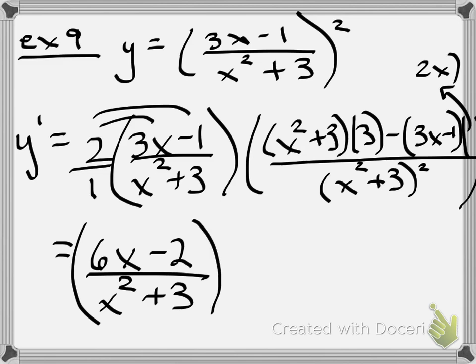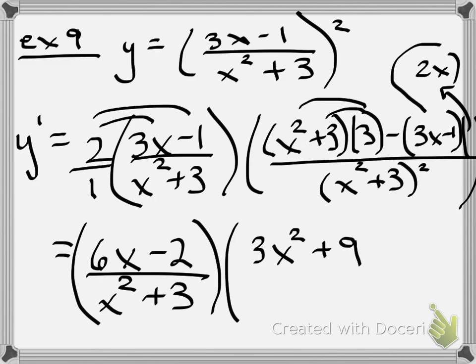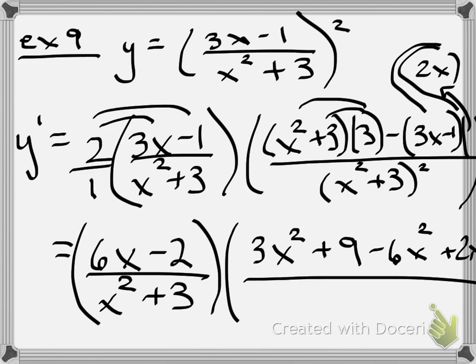And then this is multiplied. Let's see. Let's distribute the 3 here. Call that 3x squared plus 9. And then let's distribute the 2x here to both of these. So minus 6x squared plus 2x. So I took care of that minus also. All over x squared plus 3 squared. Okay.